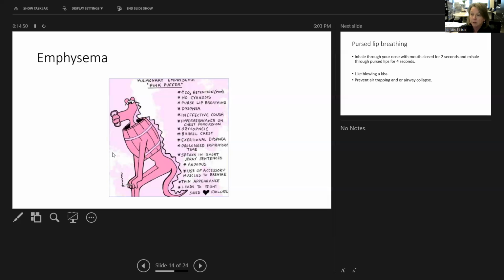We can have an ineffective cough. You can just go down through all those and read through. They're thin in appearance. They use all their muscles to breathe. They're really trying, and they get that barrel-chested look.